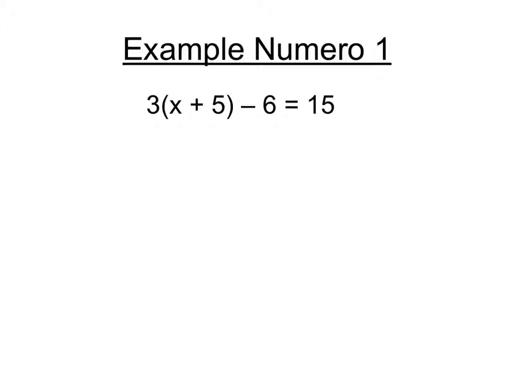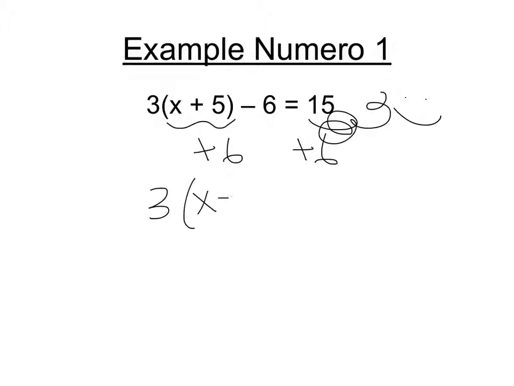If we're going to do all of those operations on the left-hand side of our equation, then we need to do them on the right-hand side as well. So let's do it all together. So 3 times x plus 5, minus 6 equals 15. We first are going to add 6 to both sides. Okay, then that will leave us with 3 times x plus 5 on the left-hand side, and 15 plus 6 is 21, so 21 on the right-hand side.